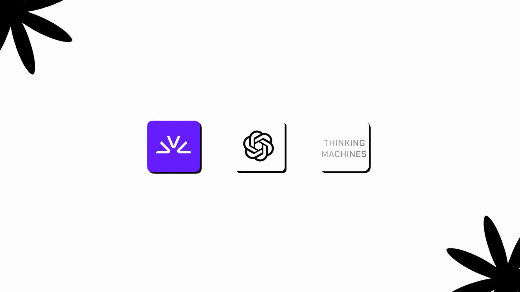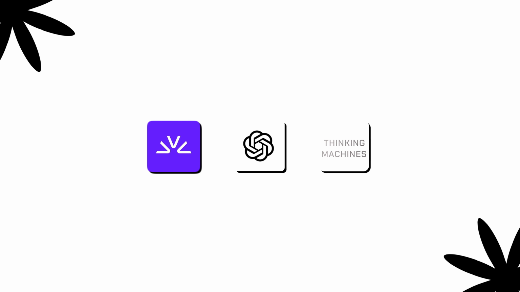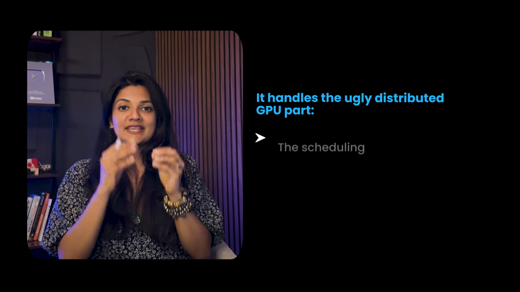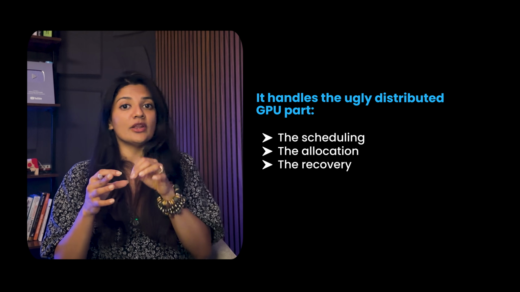And Thinking Machines Lab's Tinker is worth calling out because it takes a different shape from the rest. Instead of hiding the training loop from you, Tinker gives you low-level control over your algorithm and data with a handful of Python primitives. And it handles the ugly distributed GPU part, the scheduling, the allocation, and the recovery when a node crashes. You can fine-tune open models from small ones all the way up to a 235 billion parameter mixture of experts by changing basically one string in your code. It runs LoRA under the hood, which is exactly why LoRA Without Regret matters to them. That efficiency is the bet the whole product is built on.